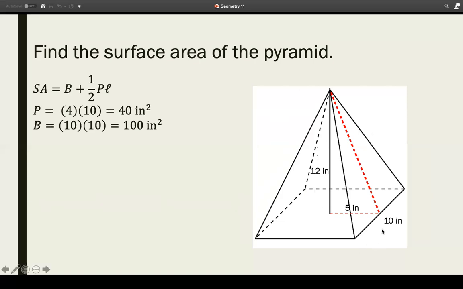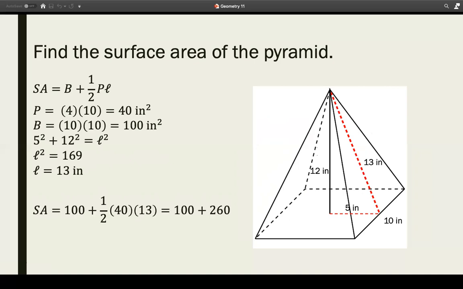We've got 12 as the height here. Each of these sides is 10, which means this is 5. It's halfway to get to this center of the base. So we have a 12 and a 5, and we need to figure out what the slant height is. So we're going to use the Pythagorean theorem. And we solve for that slant height and we get 13 inches. So now we have everything. We can just plug it right into our formula, B plus 1/2 PL, and we get an answer of 360 inches squared.